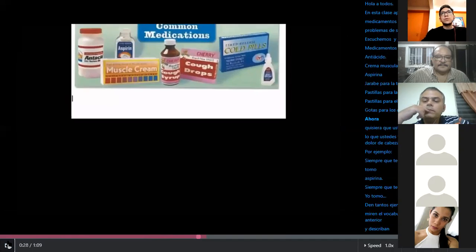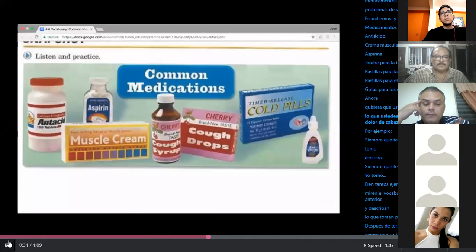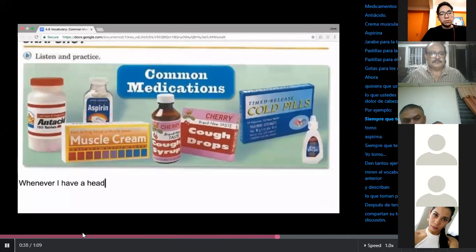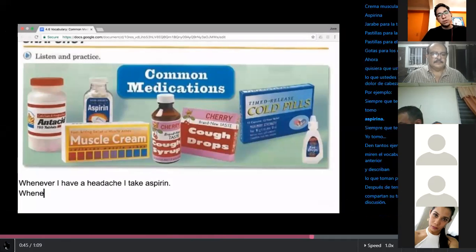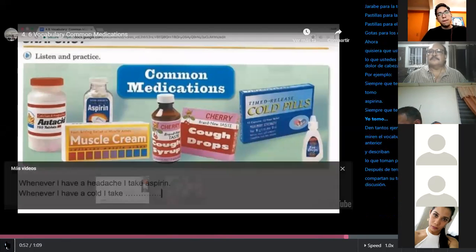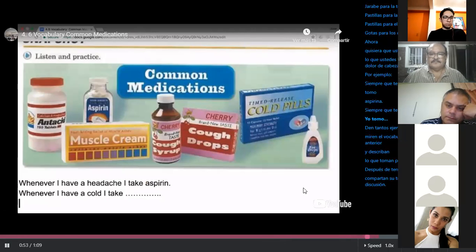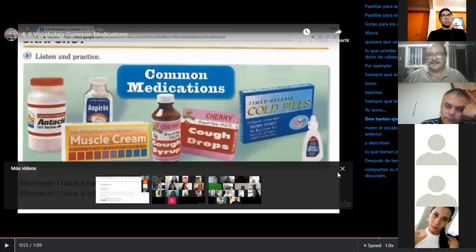Eye drops. Now, I would like for you to describe what you take whenever you have a headache. For example, whenever I have a headache, I take aspirin. Whenever I have a cold, I take... Okay, that's the one, right? Then it says here, give as many examples as you can. When you say whenever, it's something like cuando o siempre que tengo, right?